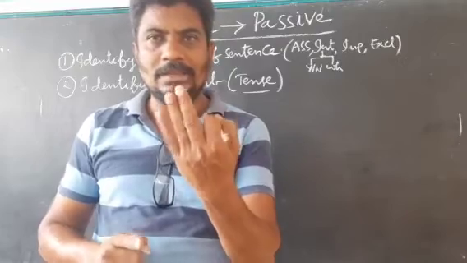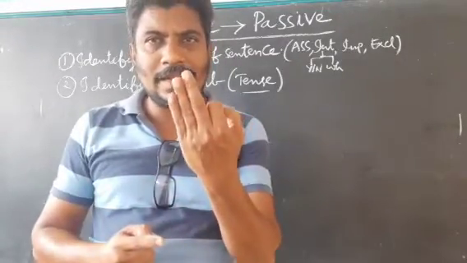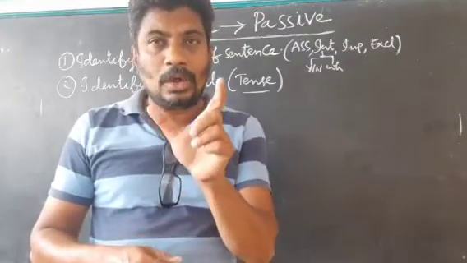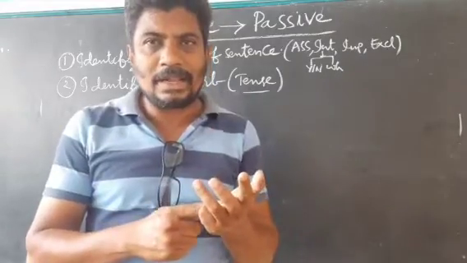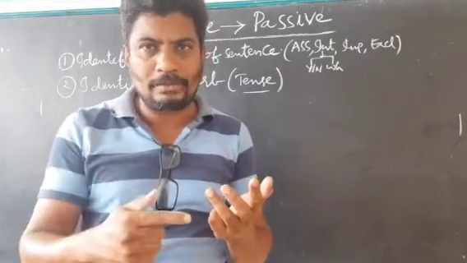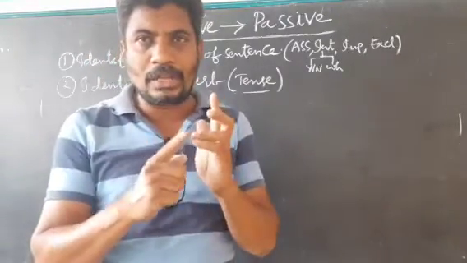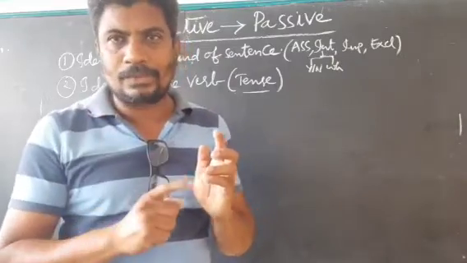3 simple tenses: simple present, simple past, simple future. These 3 tenses have got both active form and passive form. And we have got only 2 continuous tenses. Present continuous has got active form and passive form. Past continuous has got active form and passive form. Remember, only these 2 continuous tenses have active and passive forms.